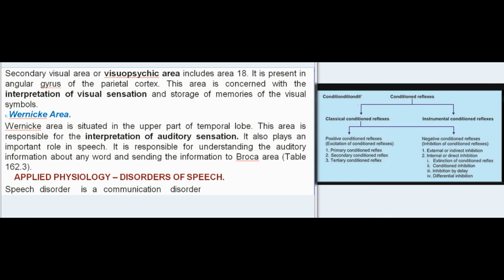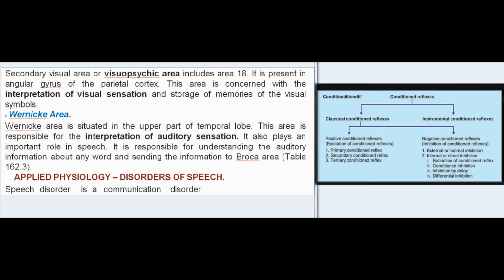Wernicke area. Wernicke area is situated in the upper part of temporal lobe. This area is responsible for the interpretation of auditory sensation. It also plays an important role in speech. It is responsible for understanding the auditory information about any word and sending the information to Broca area. Table 162.3. Applied physiology, disorders of speech.